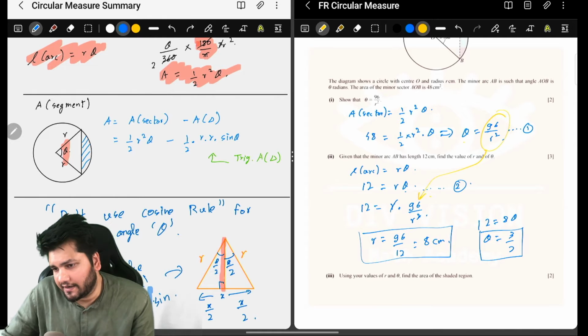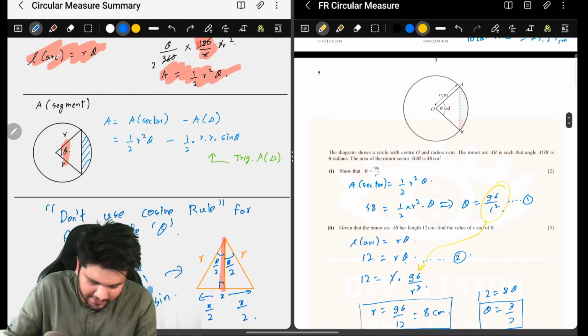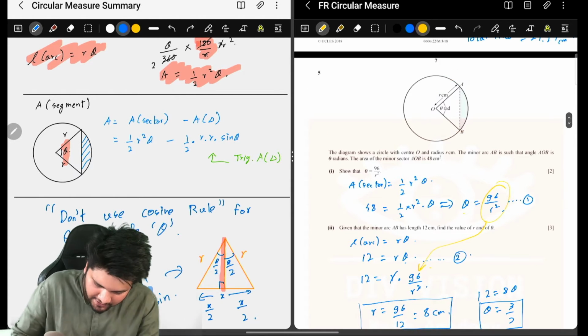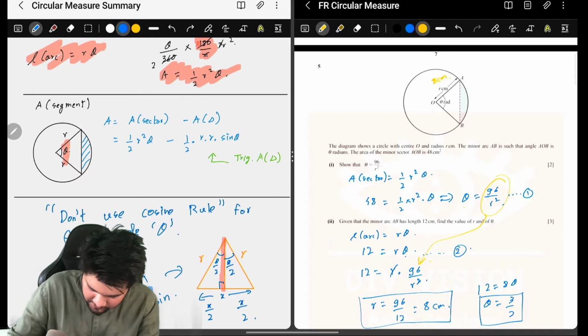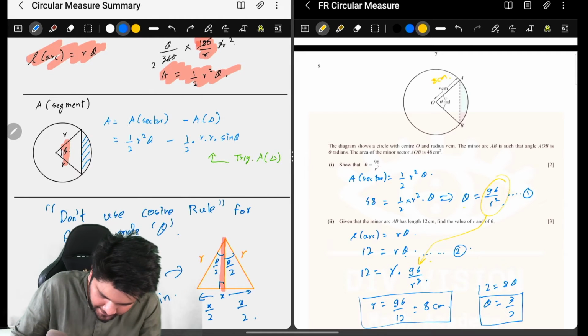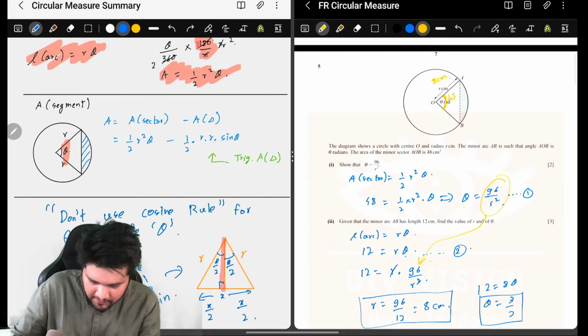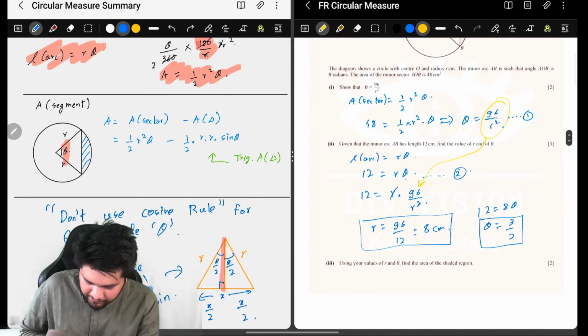Using your values of r and theta, find the area of the shaded region. As I said here, since we know r is equals to 8 centimeters, and theta is how much? Theta is 3 by 2, which is 1.5. Okay, so we need to find the area of the shaded region.